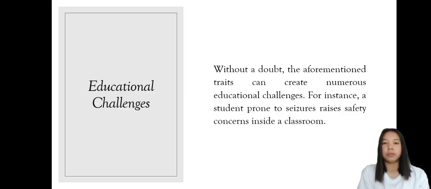Educational challenges. Without a doubt, the aforementioned traits can create numerous educational challenges. For instance, a student prone to seizures raises safety concerns inside the classroom. So it means that certain characteristics and traits can lead to various difficulties in the field of education. For instance, when a student has a tendency to experience seizures, it means they are at risk of having a sudden, uncontrolled disturbance in the brain which can cause various physical and cognitive effects. In an educational environment, this can create challenges because seizures can occur unexpectedly and potentially endanger the student's safety.